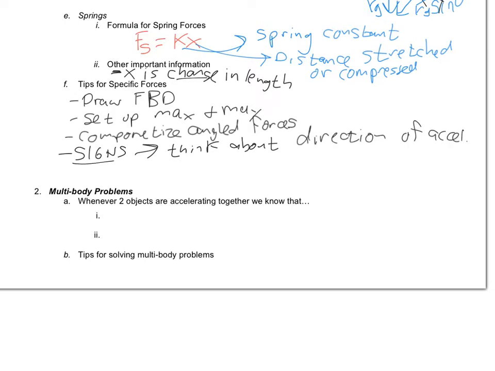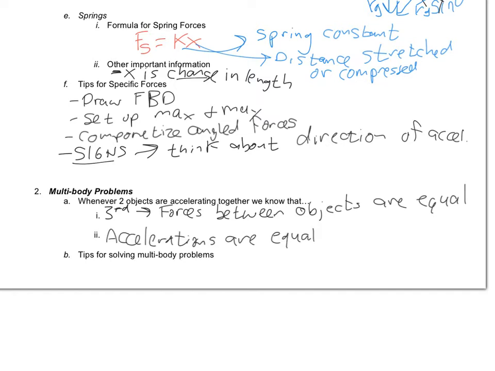All right, moving on to multi-body problems, there's two things that we're always going to know when we have these problems. The first, which really comes from Newton's third law, is that the forces between objects are always going to be equal. So maybe it is a rope connecting the two objects, maybe they're physically pushing on each other, but the key thing we know is that the forces they exert on each other are going to be equal, and we know that from Newton's third law.